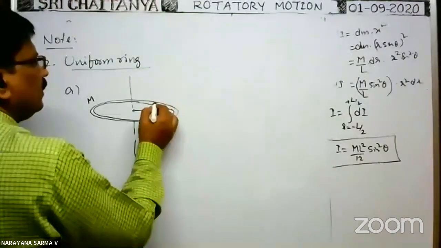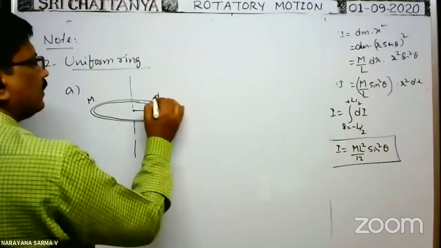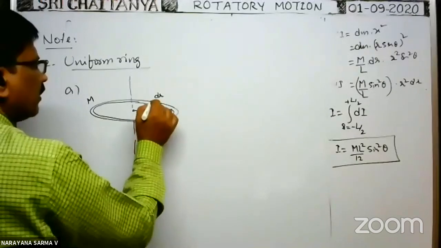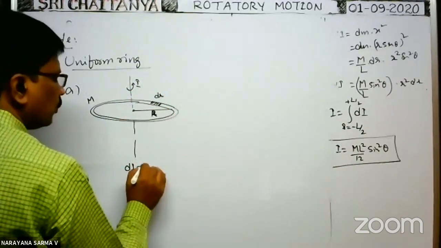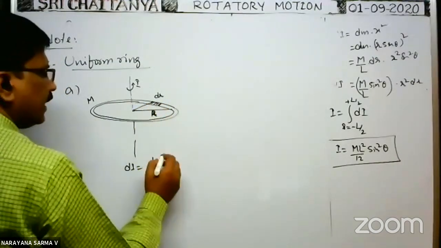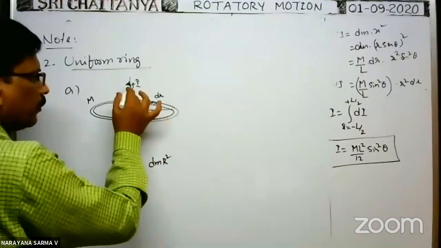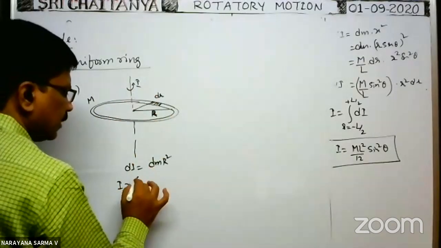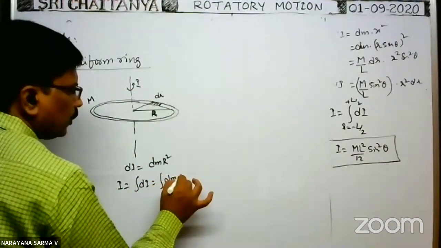Suppose you consider a small element on the ring having length of the element dl. The moment of inertia of this element about this axis, dI, is equal to the mass of the element dm into perpendicular distance squared, meaning radius squared only. This is the moment of inertia of one element about this axis. So the total moment of inertia of the entire ring about this axis, I, is equal to the integral of dI, that is the integral of dm into R squared.